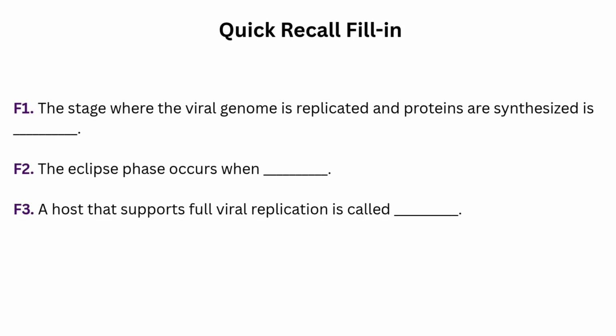Quick recall fill in. Number one, the stage where the viral genome is replicated and proteins are synthesized is blank. Number two, the eclipse phase occurs when blank. Number three, a host that supports full viral replication is called blank.